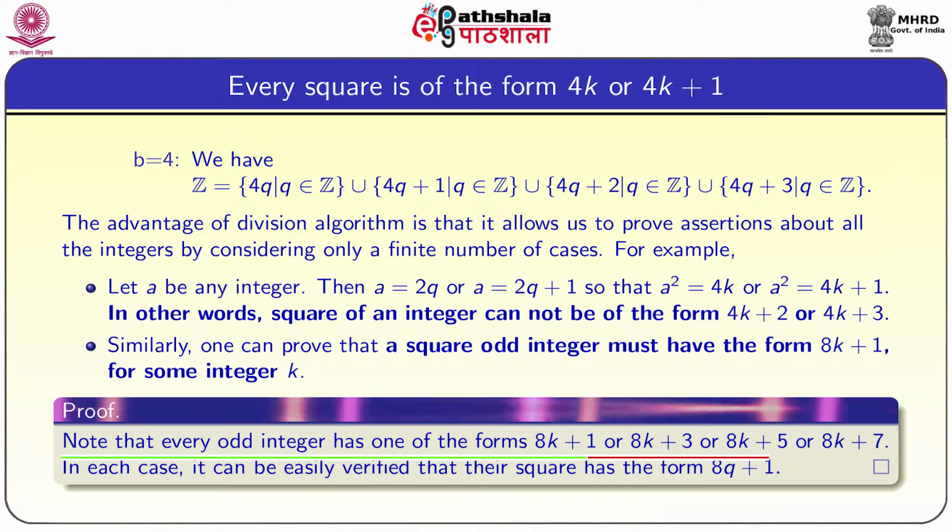Note that every odd integer is of the form either 8k plus 1, or 8k plus 3, or 8k plus 5, or 8k plus 7. So, it is a simple calculation. If you square any of these, for example 8k plus 1 whole square, you will get plus 1 at the end. 8k plus 3 whole square will get 9, which again we can write as 8 plus 1. For 5 squared we get the constant term 25, which we can write as 24 plus 1. For 7 squared, that is 49, we can write it as 48 plus 1. So, all these numbers if I square them are again of the form 8k plus 1 only.